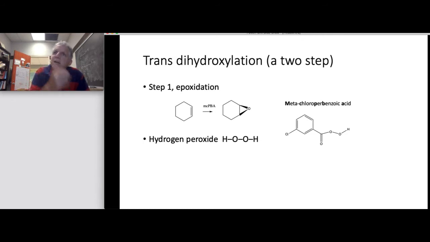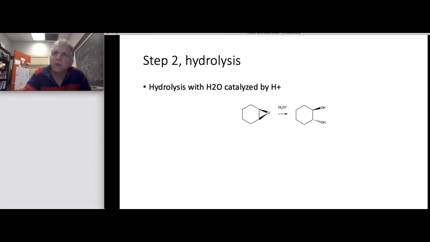So what happens is the MCPBA delivers the extra oxygen to the cyclohexene, and the product is metachlorobenzoic acid, which we just get rid of. Okay. What's our second step? Our second step is to take this epoxide that we have generated and treat it with H3O+, which of course is the same as H2OH+, and that gets me the trans compound.